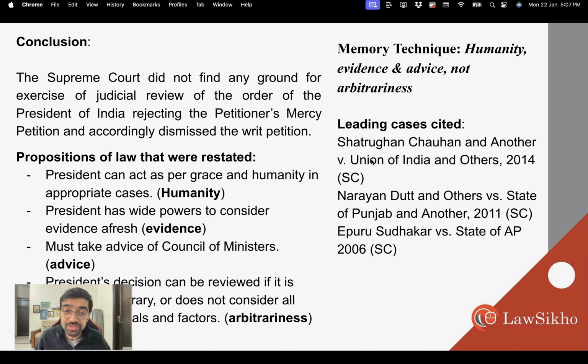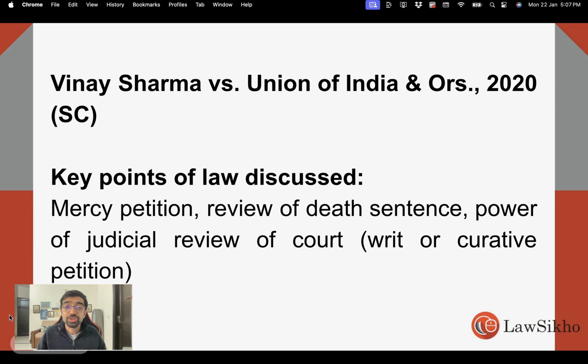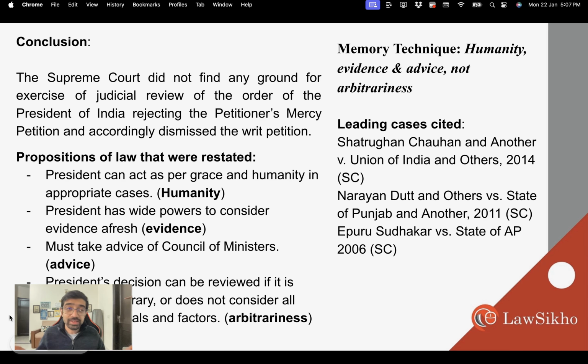Shatrughan Chauhan and another versus Union of India, Narayan Dutt and others versus State of Punjab, and Epuru Sudhakar versus State of Andhra. Imagine doing this for every case that you read for judiciary prep, or getting it pre-prepared also. At the time of revision, all I'm going to do is just see this much. And in fact, if I have everything in such a concise way, I can revise multiple times. Before I go to sleep, I could just flip through 10 cases relating to the subject I'm studying.